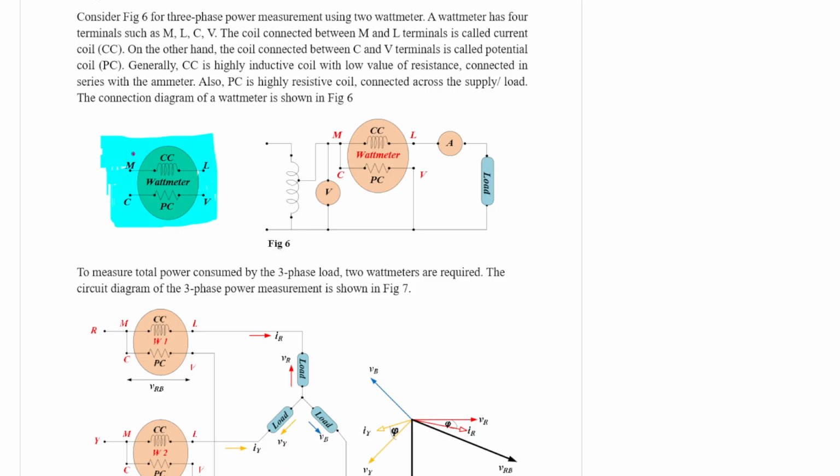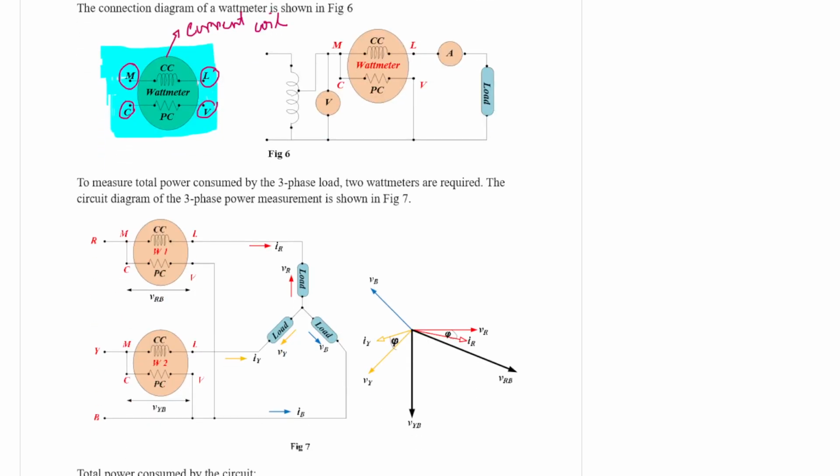We have first M, this is terminal number 1. Then we have got L, the second terminal. Then we have got our third terminal C, and then the fourth terminal V. There are 4 terminals of a wattmeter. Now the coil connected between terminals M and L is called CC, or current coil. On the other hand, the coil connected between terminals C and V is called the potential coil or pressure coil.